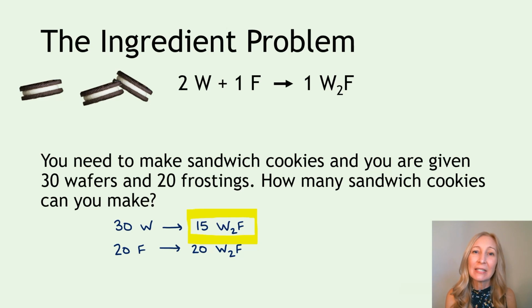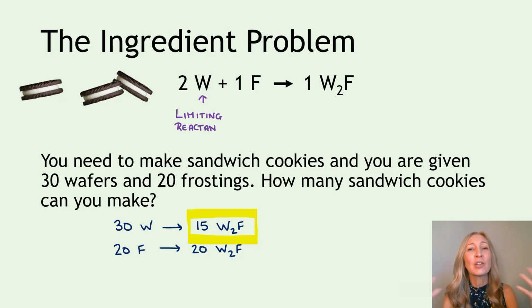What you did is you assessed the amount of product you could make with each ingredient separately, and then you picked the lowest amount of product. In this situation, the wafers limited how many sandwich cookies you could make. It's the ingredient that completely gets used up. In chemistry, this is called the limiting reactant.